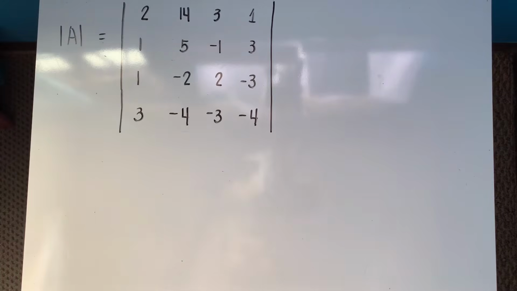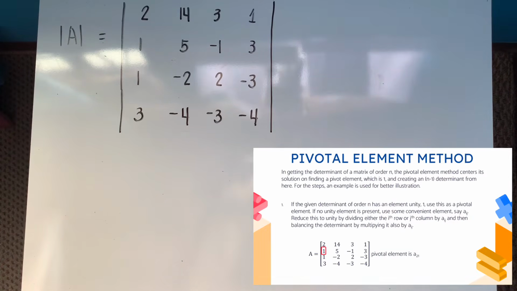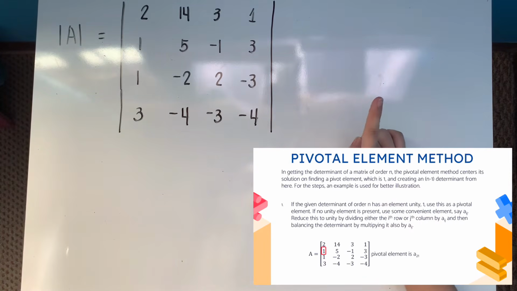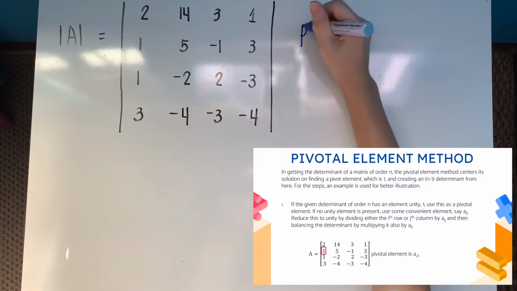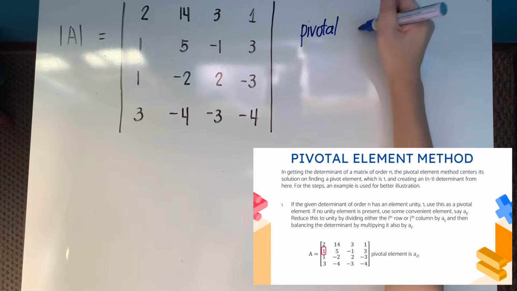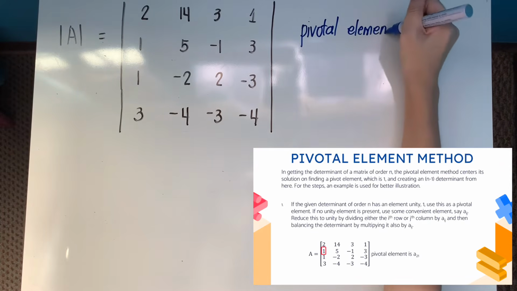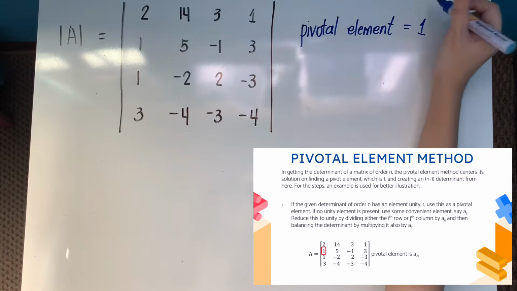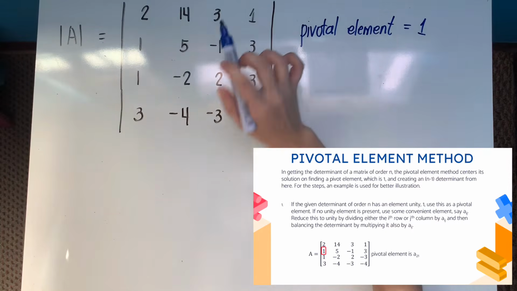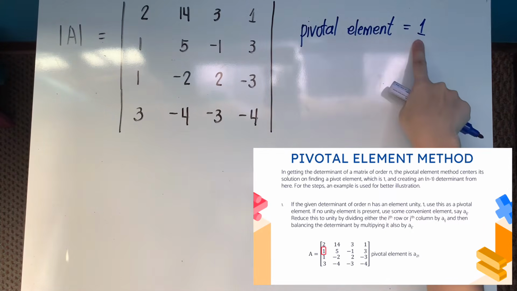Okay, so instead of reading to you the pivotal element method solution discussed in the PowerPoint presentation, let me show it to you by hand. The solution on how you're going to do the pivotal method. So, ang sabi doon sa PowerPoint natin, you have to choose one element that will be considered as your pivotal element. So, this pivotal element, ang requirement po niya is that the pivotal element must be equivalent to 1. So, kailangan dun sa determinant na given sa atin, hanapin mo yung element na 1.